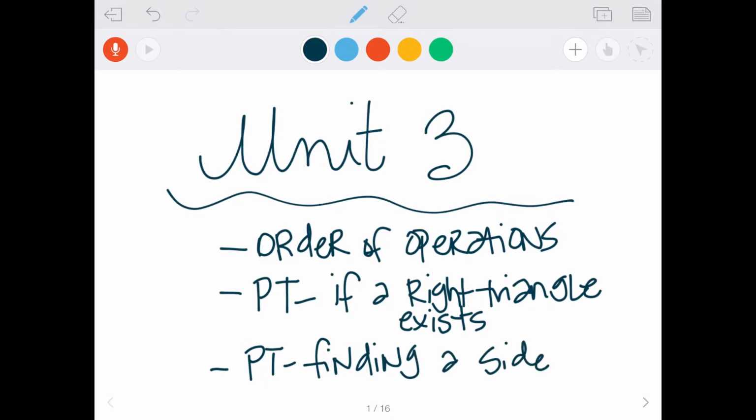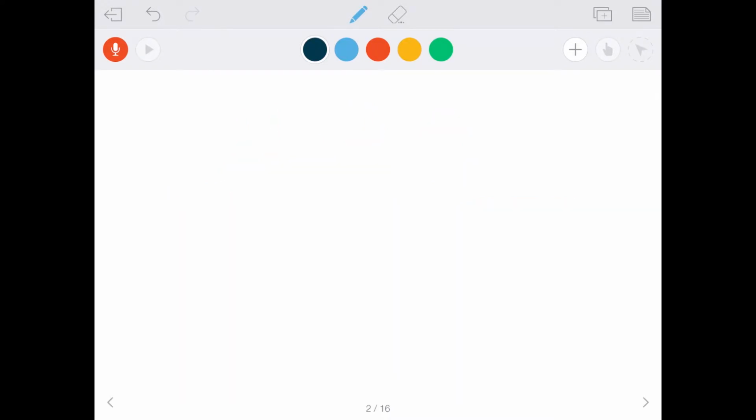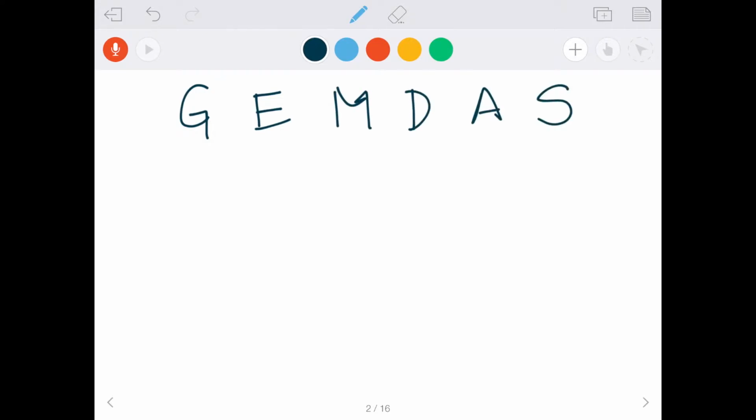So let's start with order of operations. Whenever you see a mathematical expression that has more than one operation in it, you know that those operations have to be done in a specific order. And we use the acronym GEMS or GEMDAS to help us remember what to do.